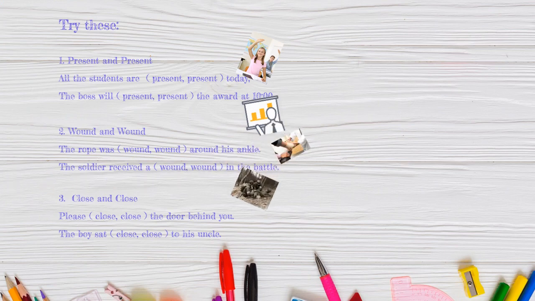And our last example, number 3. I may read these words as close or close. Let's see which ones fit. Please close the door behind you, or please close the door behind you. This one would be close. And lastly, the boy sat close to his uncle, or the boy sat close to his uncle. This one would be close.